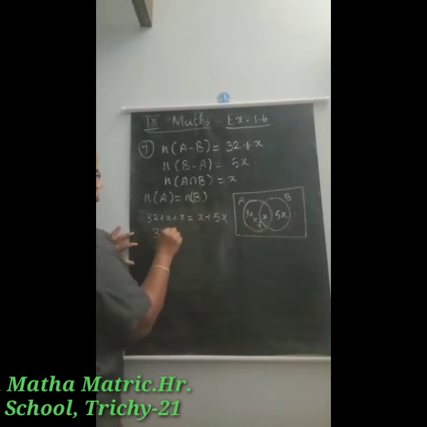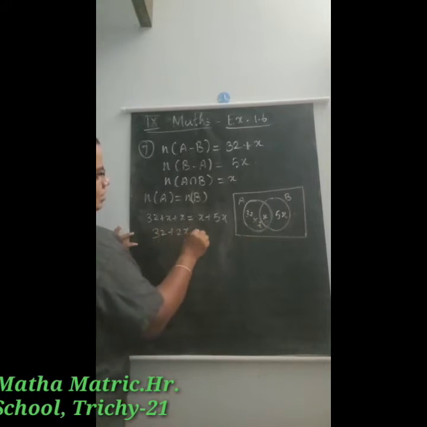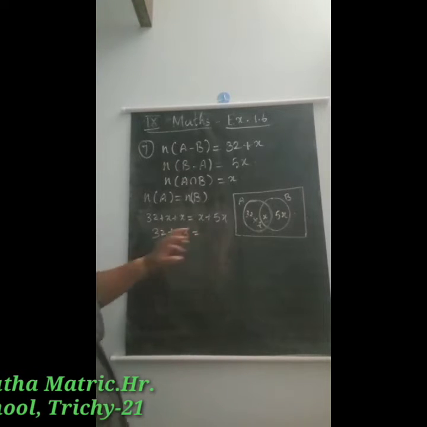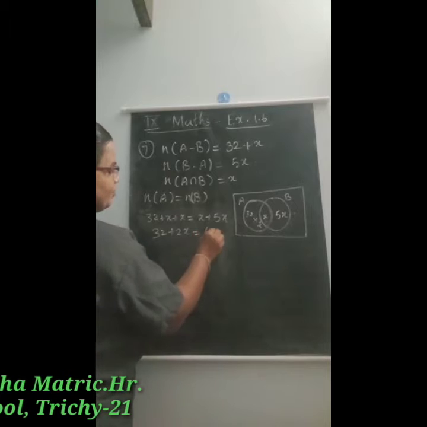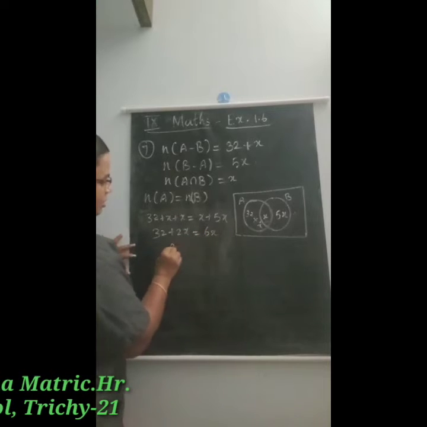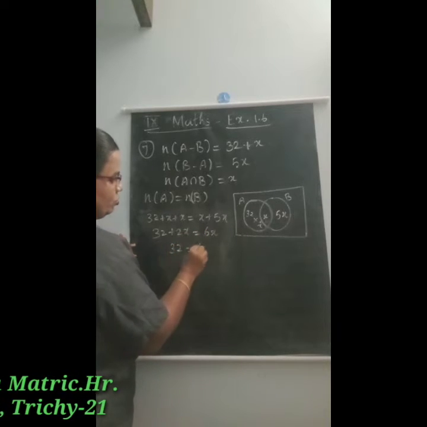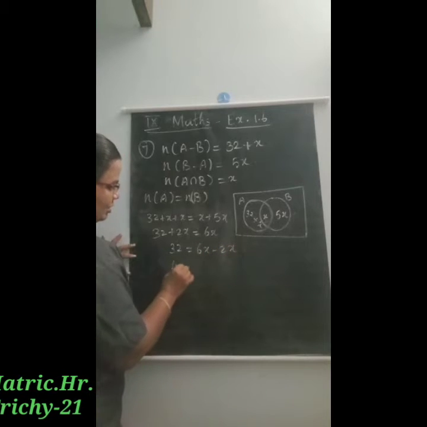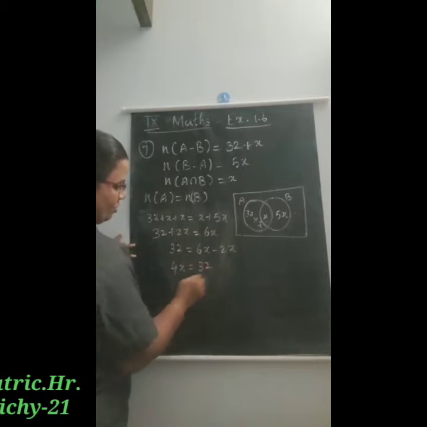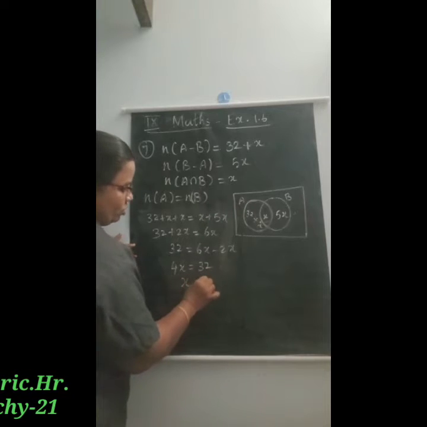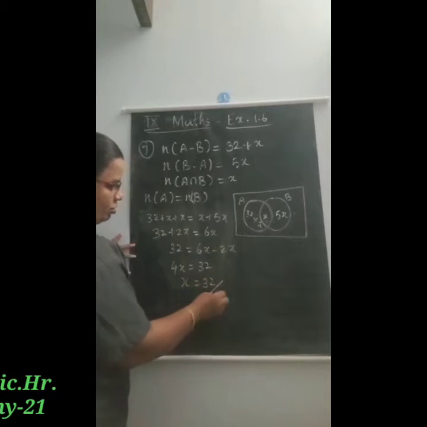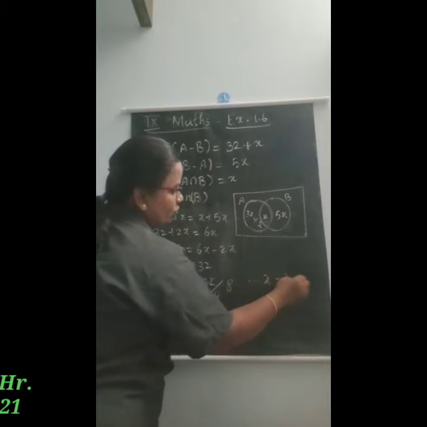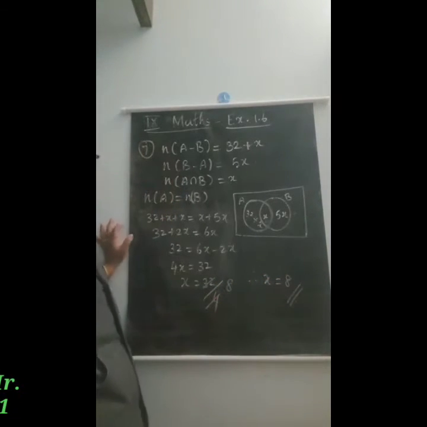Here 32 + 2x is equal to x + 5x, that is 6x. So here 32 is equal to 6x − 2x, and 4x is equal to 32, and x is equal to 32 divided by 4, which is 8. Therefore, x is equal to 8. Can you understand?